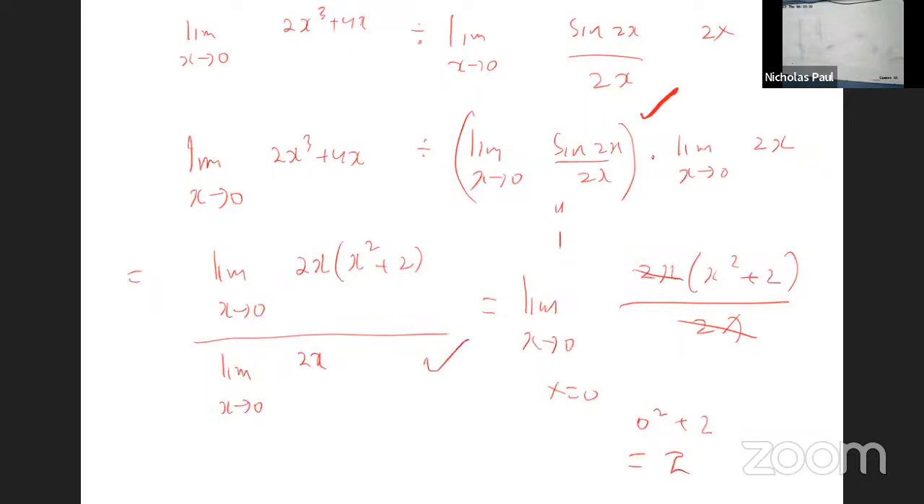If you follow all these steps, you should get this, and then you should get this step here. All you have to do when you reach here is write it back in the original form. All right? So nice.